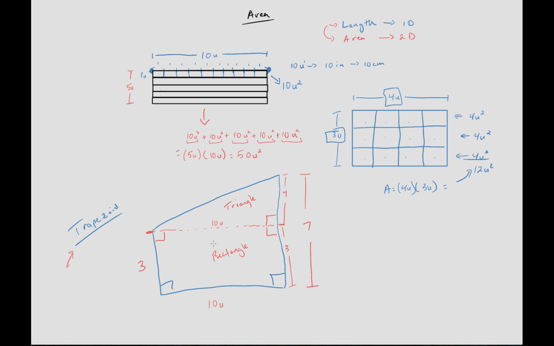And so now if I want to find the area of the trapezoid, I know that it's just equal to the area of the rectangle plus the area of the triangle. And those formulas, like I said, are a little more common. The area of this rectangle we kind of just went over. You just take the base times the height.